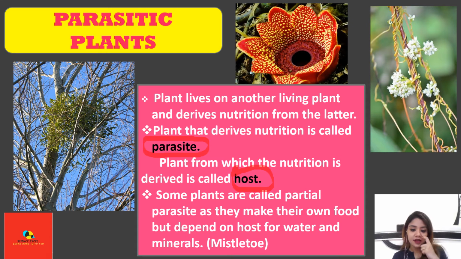Some plants are also called partial parasites. Why partial parasite? Because they make their own food, but they depend on the host for water and minerals. An example is mistletoe. So if a question comes asking for an example of a partial parasite, you have to write that they make their own food but depend on the host for water and minerals. Here are some pictures of parasitic plants like Rafflesia and Cuscuta.